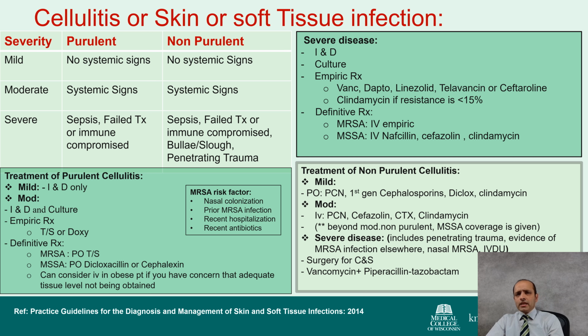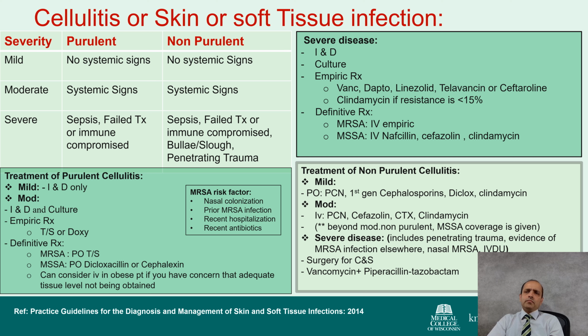And then as you can see here, the treatment of purulent cellulitis in the mild disease, incision and drainage is sufficient. We'll be talking about that in the future slide. And then in moderate disease, the empiric treatment is trimethoprim sulfa and doxy, and then definitive treatment consists of dicloxacillin and cephalexin. If your patient is obese and you have concern about adequate tissue level not being obtained, you can consider IV in those folks.